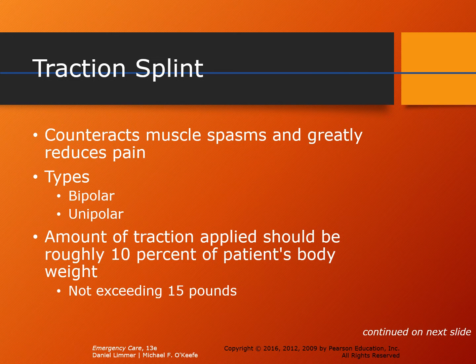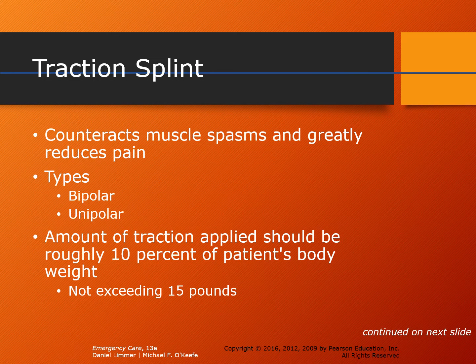Also remember that we have our femoral artery, the artery that runs along the femur, and we really don't want that to get involved, because if we lacerate that, we could have a very, very bad situation on our hands. So we have two different types of traction splints. We have bipolar and unipolar. We're going to talk about both of those in a little more depth in just a moment.